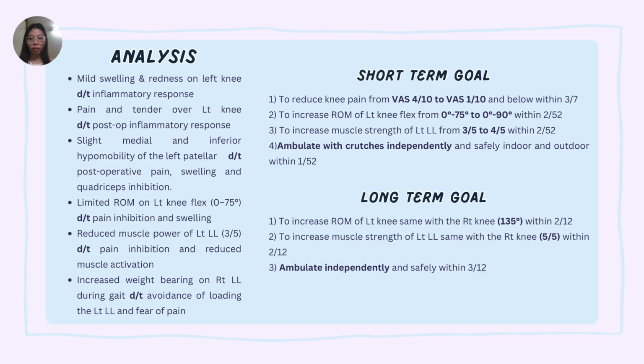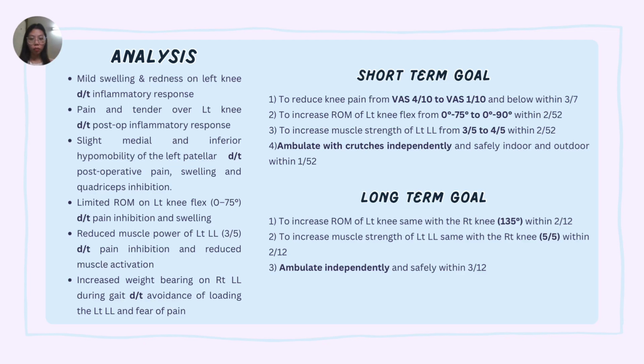Increased weight bearing on the right lower limb during gait due to avoidance of loading the left lower limb and fear of pain. For the short-term goals, we want to reduce the knee pain from pain score 4 to 1 out of 10 and below within 3 days. Increase ROM of the left knee flexion from 0 to 75 degrees to 0 to 90 degrees within 2 weeks. Increase the muscle strength of the left lower limb from 3 to 4 out of 5 within 2 weeks, and ambulate with crutches independently and safely indoor and outdoor within 1 week.